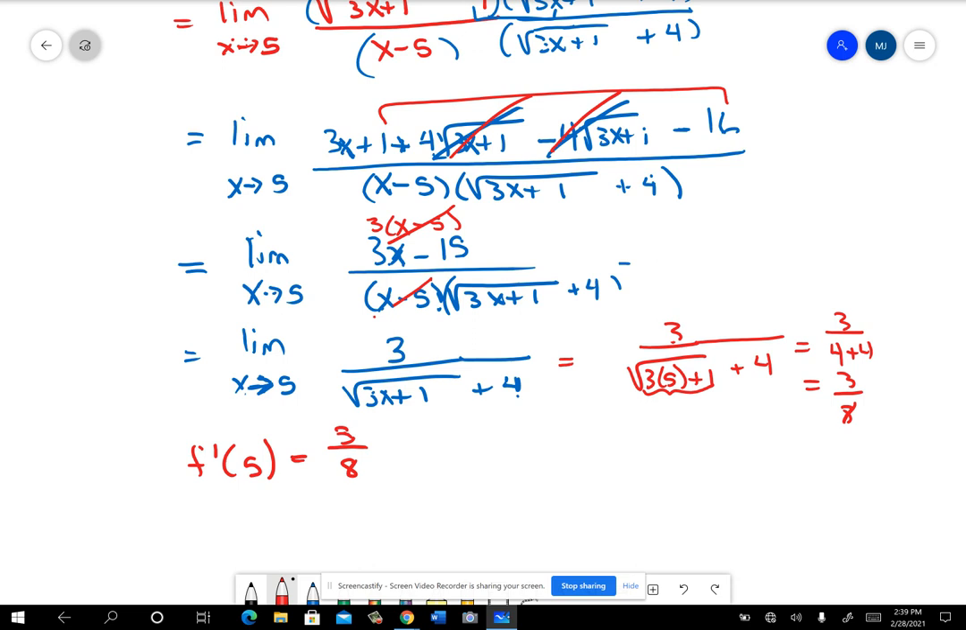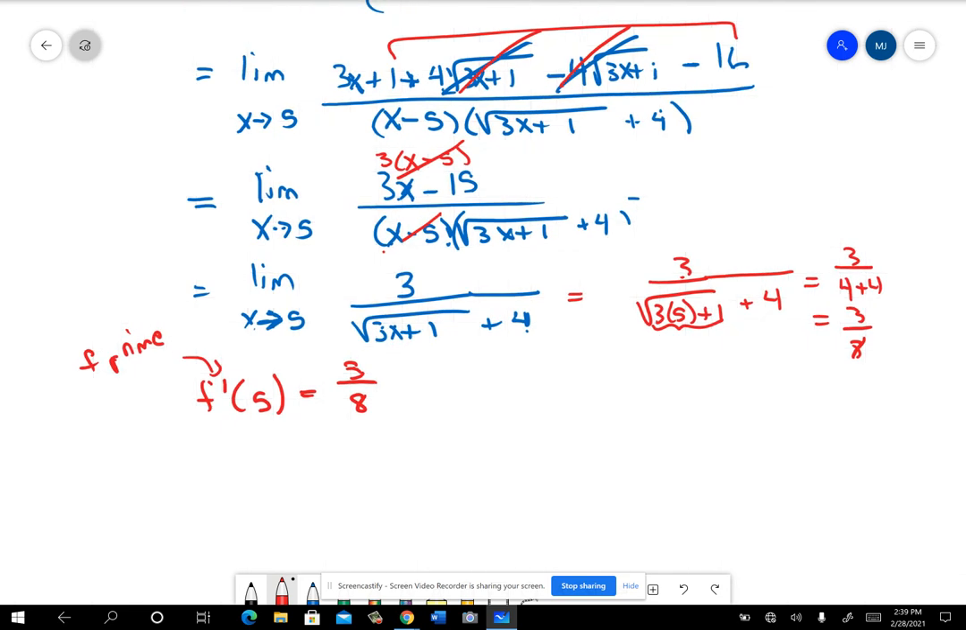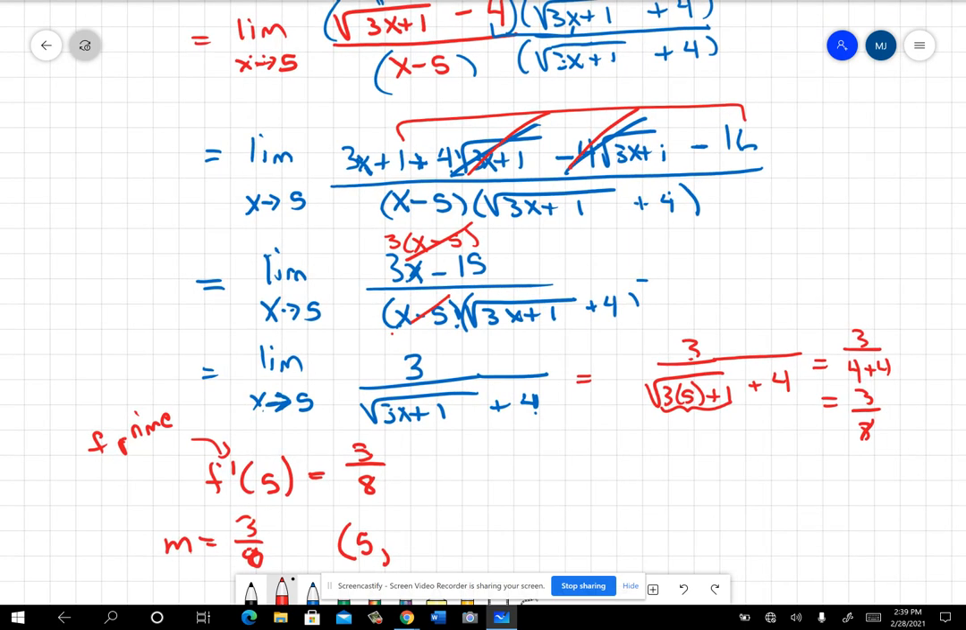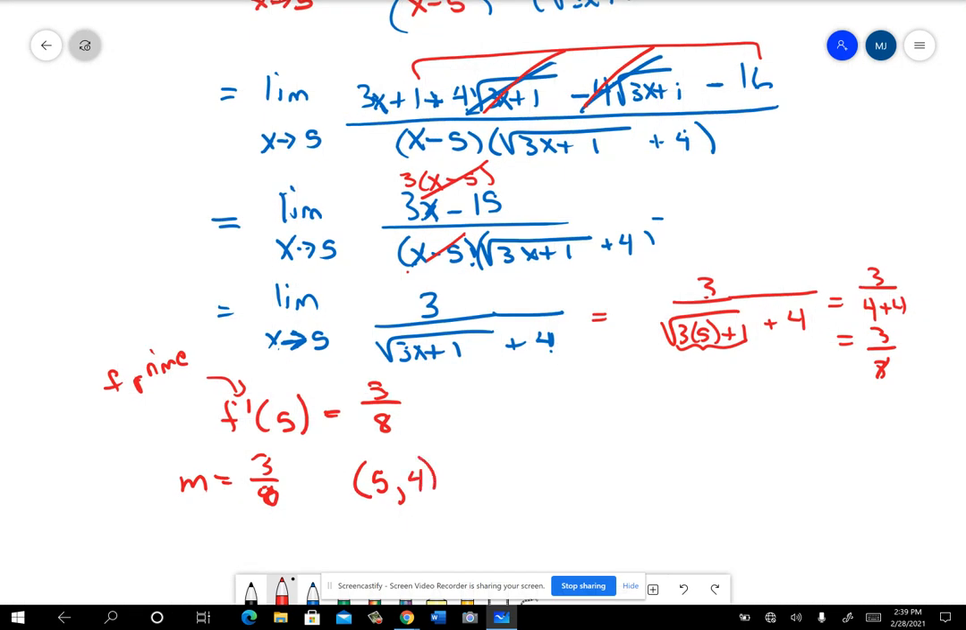And this f prime notation is really telling me the slope of the tangent line at x equals 5 is 3/8. So now we want the equation. So what we do is we take, this is our slope. Then we take the x equal 5, but we plug it into that original function like we did earlier, and we get 4 for the y.